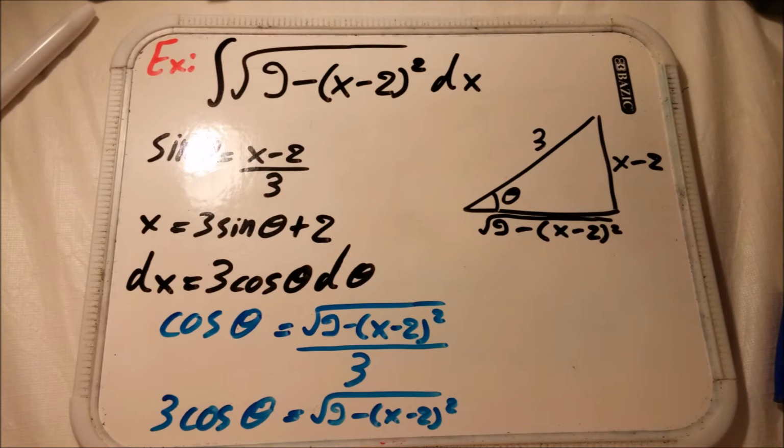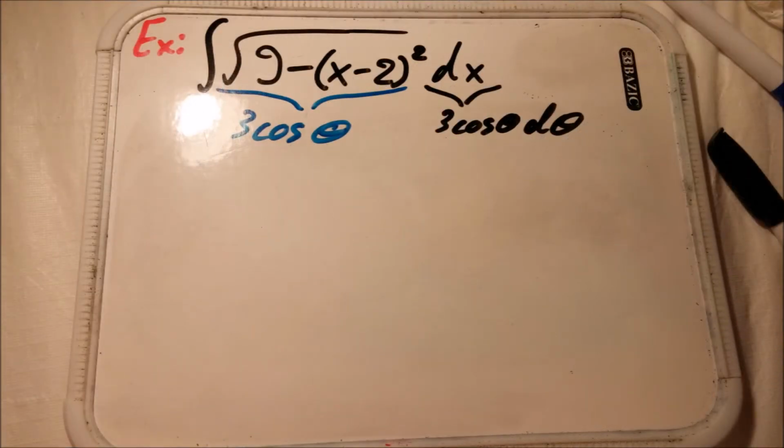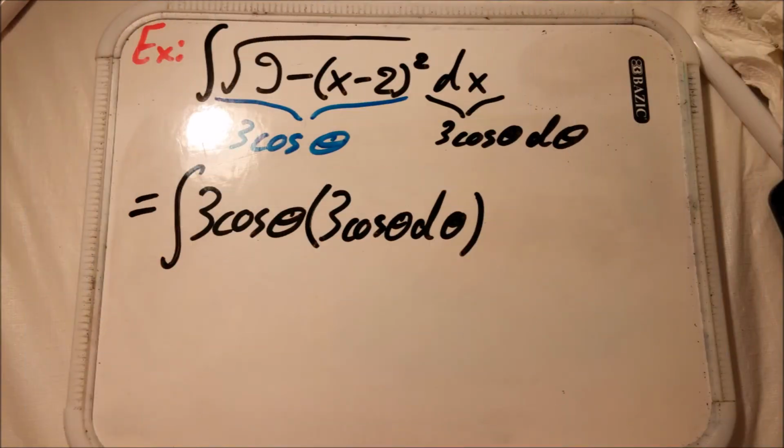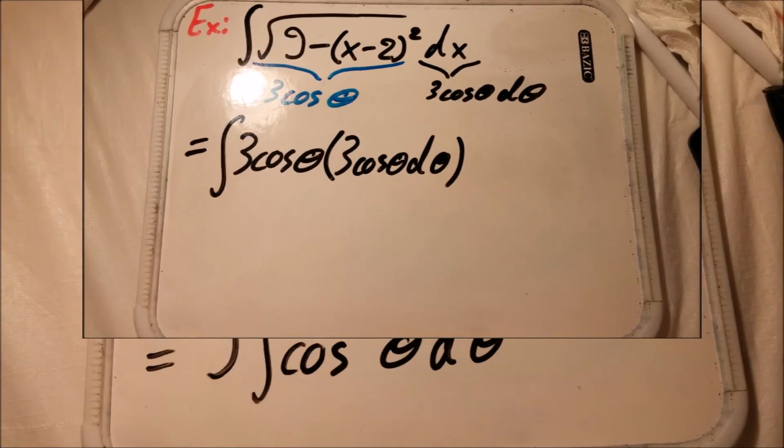Cosine theta will be equal to radical 9 minus (x minus 2) squared over 3, which will lead to 3 cosine theta equal to radical 9 minus (x minus 2) squared. Now we get to the actual substituting. As we saw before, radical 9 minus (x minus 2) squared gets substituted with 3 cosine theta, and dx gets substituted with 3 cosine theta d theta, which will give us yet another new function to integrate.